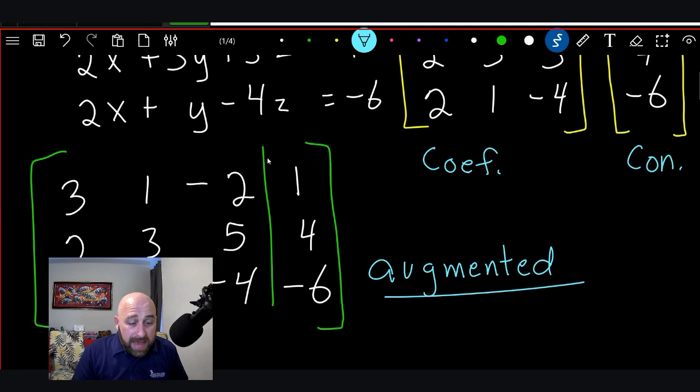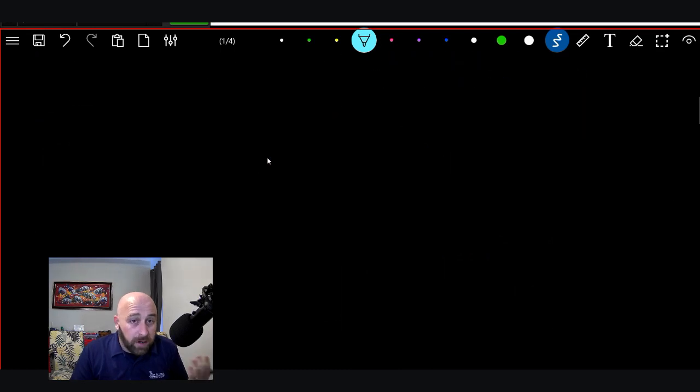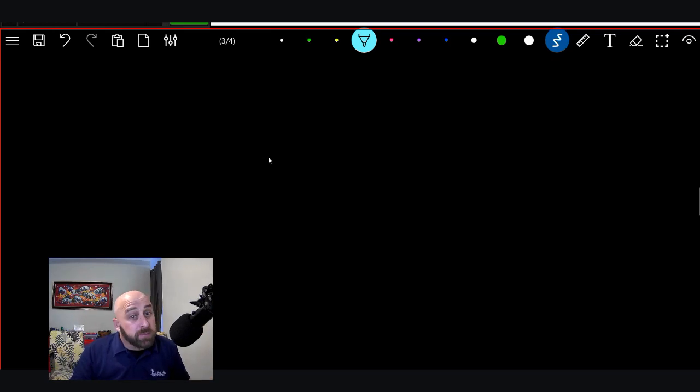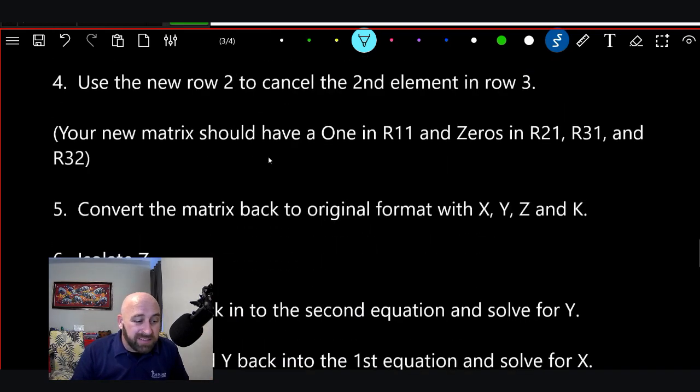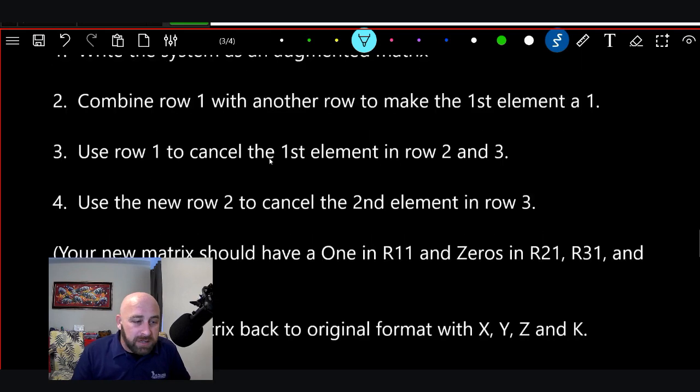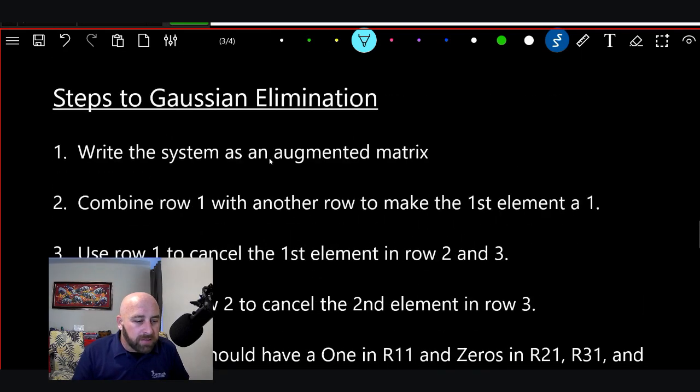Okay, so we have step number 1 done. We already wrote it in augmented matrix. Yay, we got 1 step done. All right, there's more steps than that. There's a lot of steps to this. 8 steps. I've got 8 steps for you. The book only has 7 steps, so you might like the book better because it's 1 less step. But I put an extra step in here that'll hopefully help you with this process a little bit better.